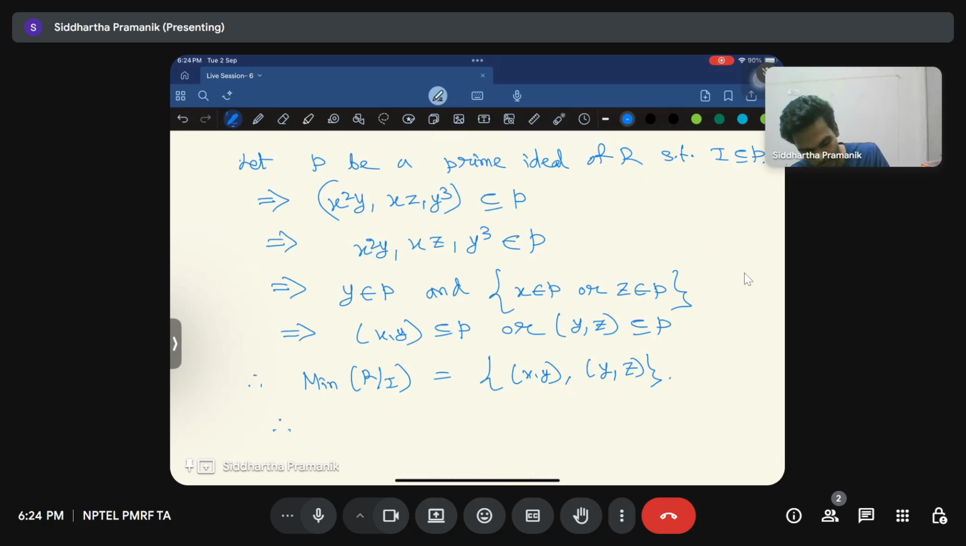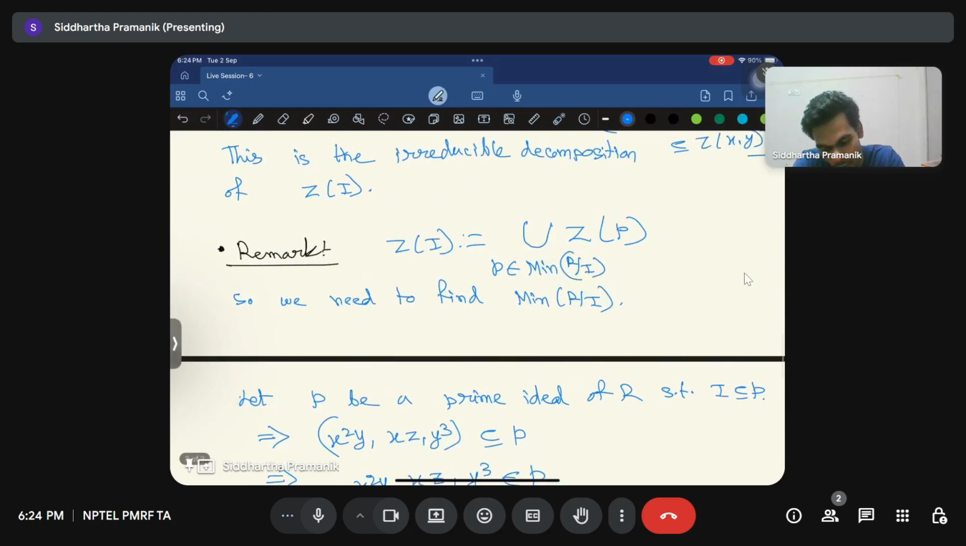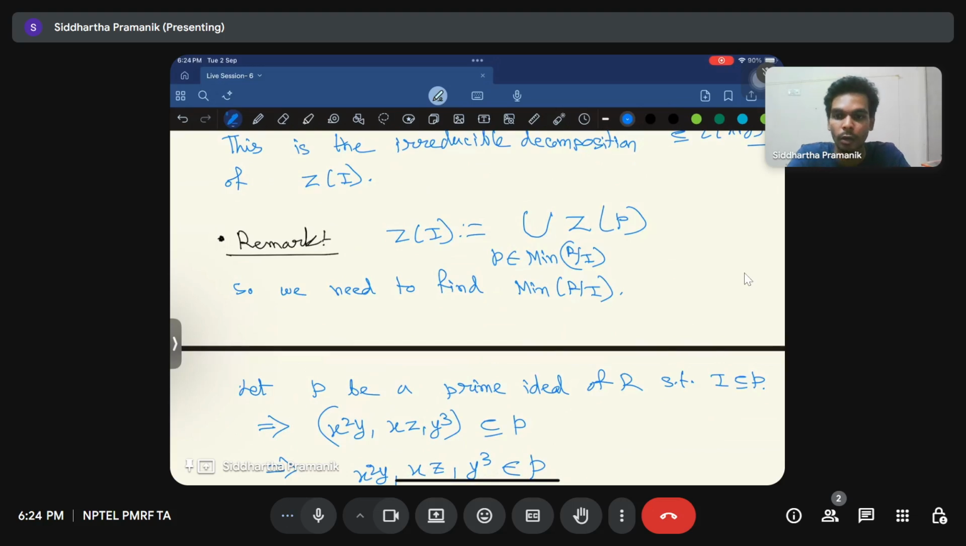So this will give the irreducible decomposition of Z(I) as Z of the ideal generated by x, y union Z of the ideal generated by y, z. So in this way it is very easy to compute. One more thing, if you don't want to compute the minimal primes by hand, you can use Macaulay 2. There is a command in Macaulay 2 which can be used to compute the minimal primes.